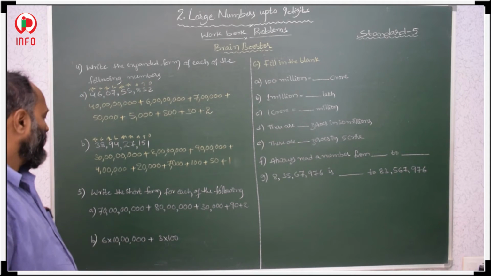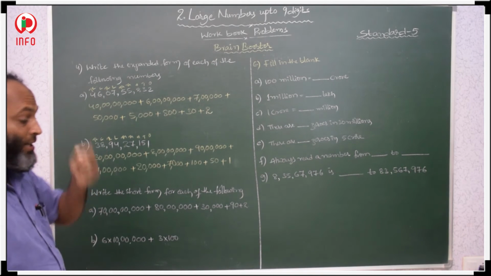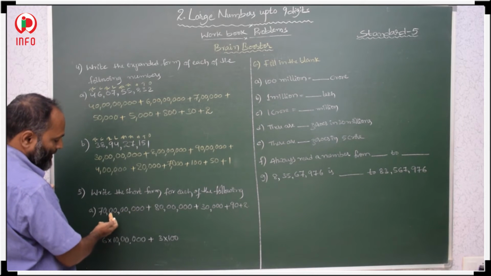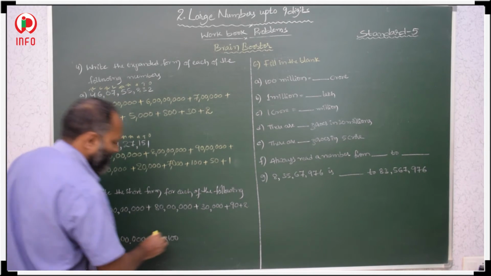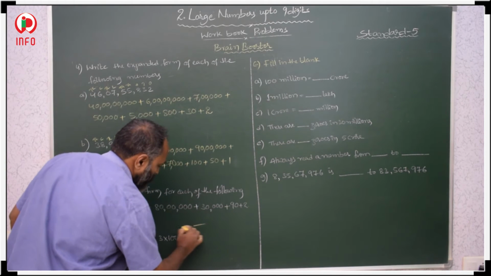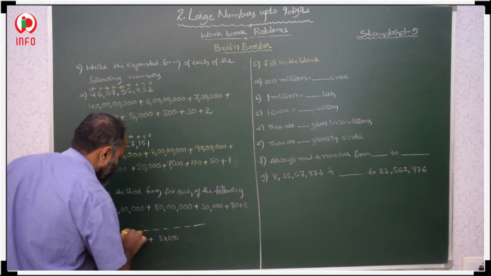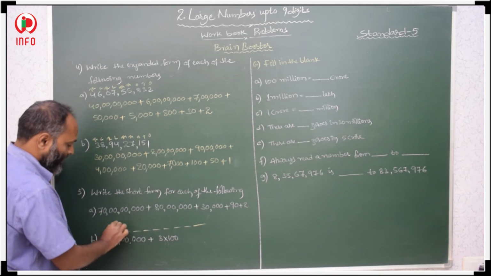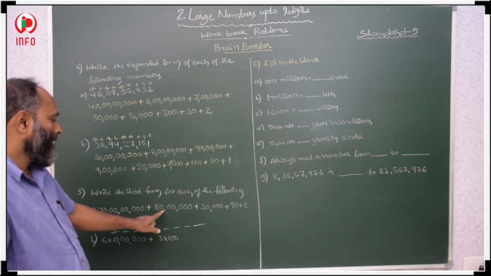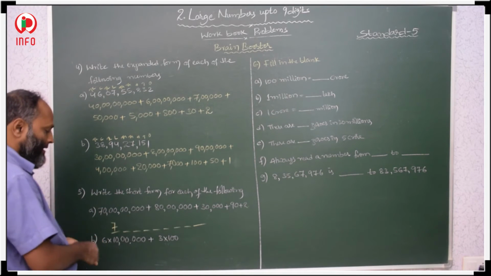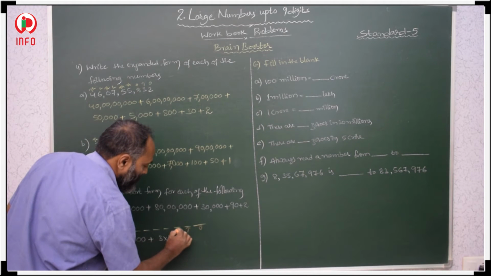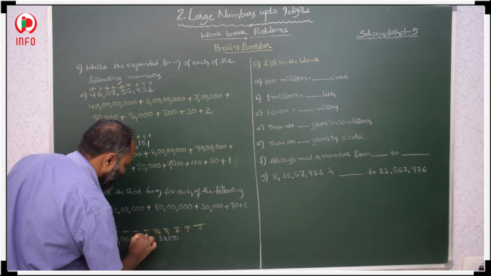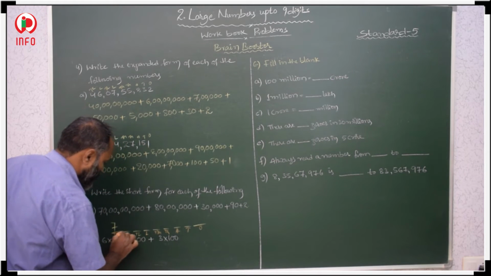Now, here, write in short form. We have to write this in short form. How many places are there? 1, 2, 3, 4, 5, 6, 7, 8, 9. First you have to take 9 places. This is crore. 70 crore means 7 in 10 crores place. This is ones, tens, 100, 1000, 10,000, lakh, 10 lakh, crore, 10 crore.